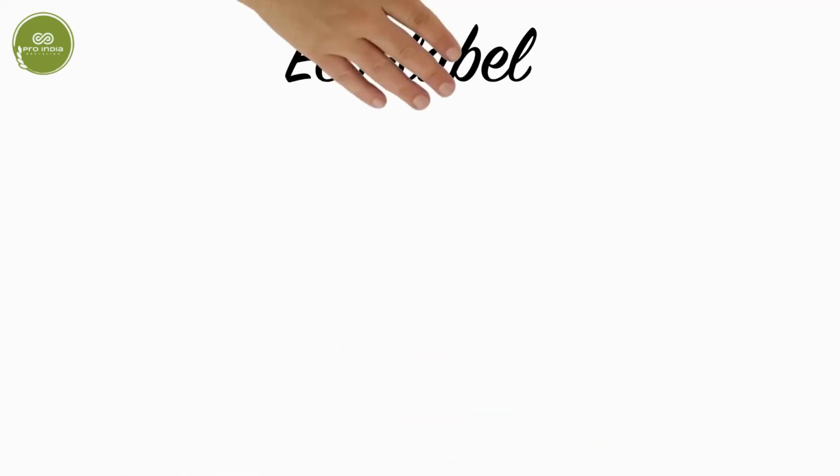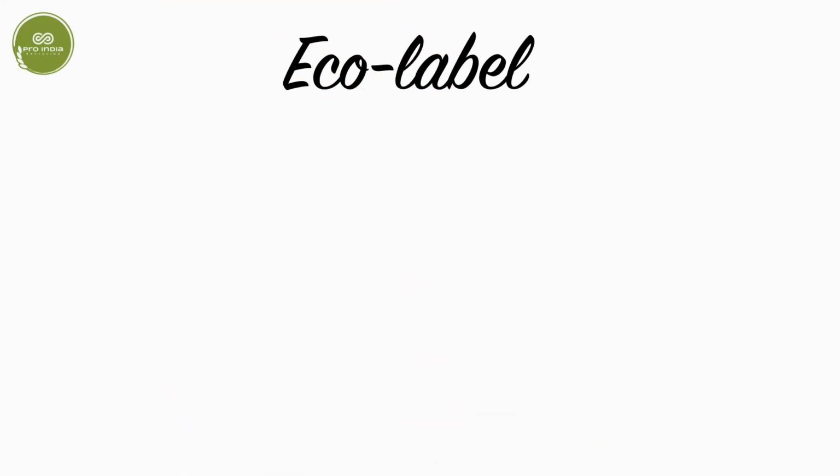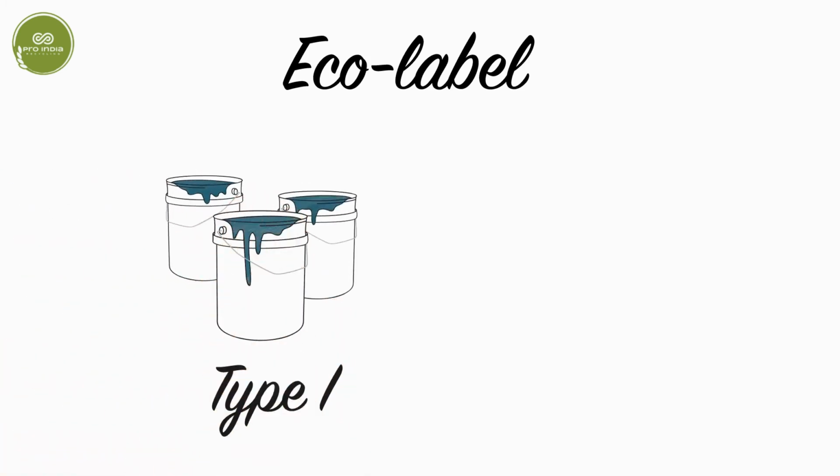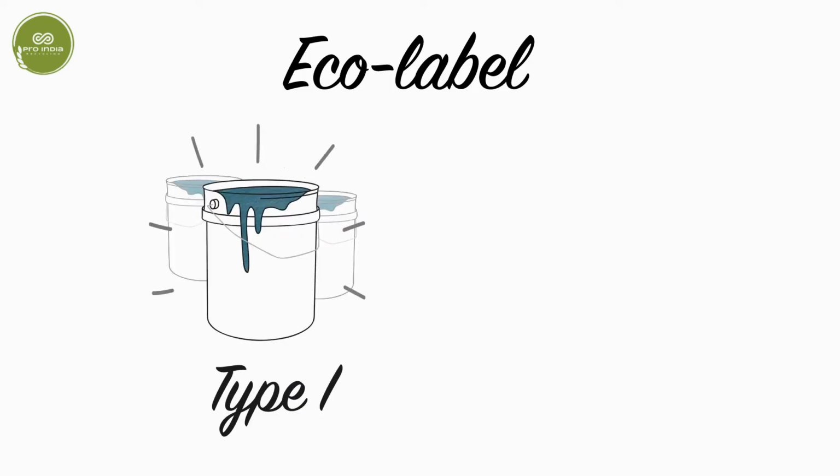There are currently many eco-labels for construction materials. These can be divided into 3 types. Type 1 works as follows. An environmental body evaluates the characteristics of a product, and if it finds that the product is more environmentally friendly than comparable products, it receives a Type 1 label.